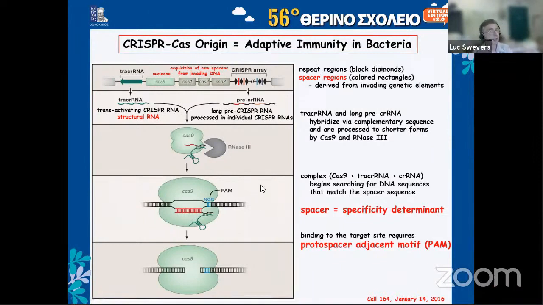strand. And when this has been accomplished, the nuclease domains of the Cas9 are activated, and the double-stranded DNA break will occur. So there are two specificity determinants. One is the protospacer adjacent motif, and then the spacer in the CRISPR RNA.